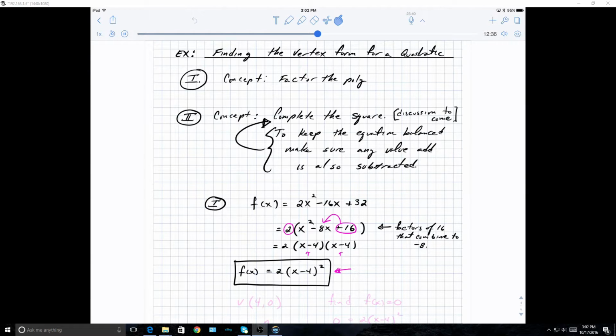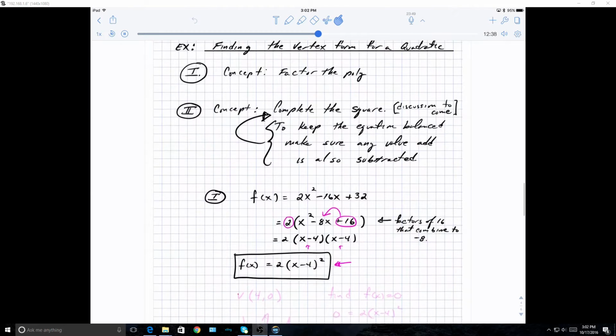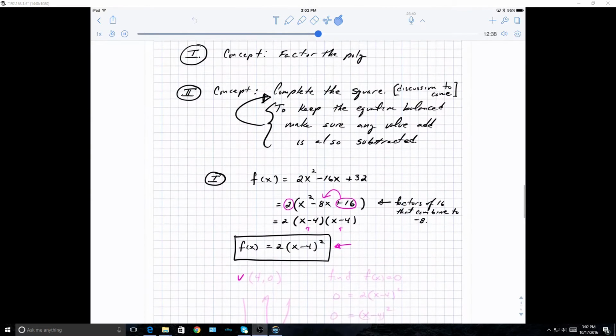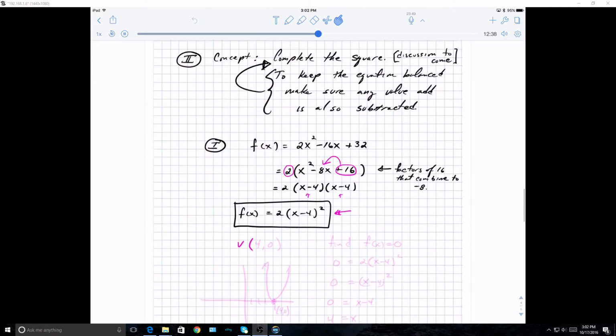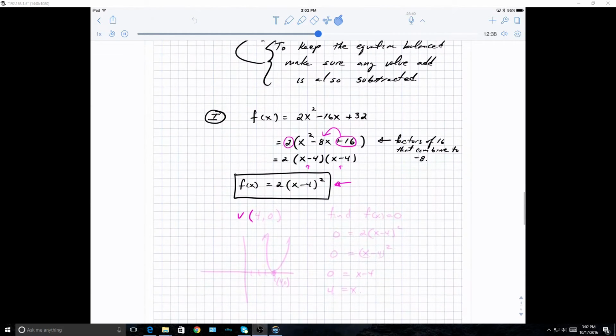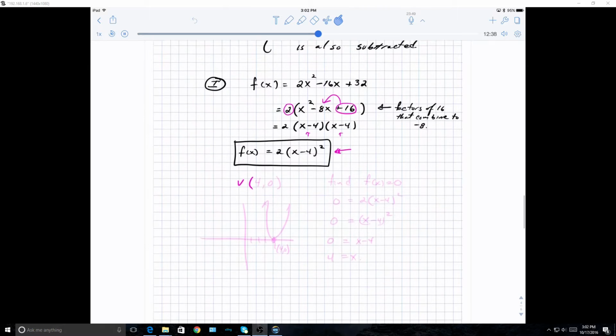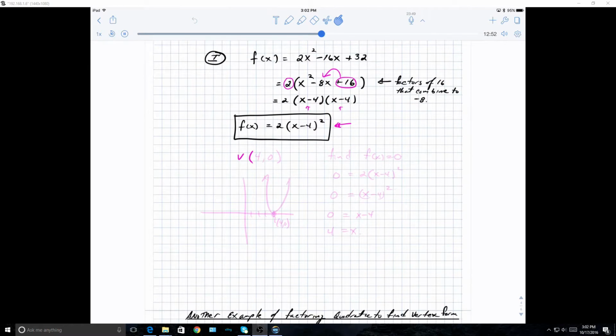Now, if we wanted to identify the vertex, remember it's just (h, k), and in this case k is 0, and h is already negative, so it's at 4, and (4, 0) would be the vertex. Now, in this case, it's really nice because the height of the vertex is directly on the x-axis because y equals 0.